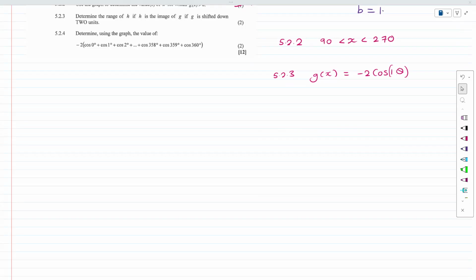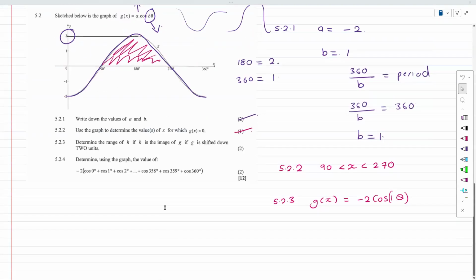It's just that the graph is shifted 2 units down. Now this should be quite simple. It should be really, really simple. They're not asking for the formula. But if they did ask for the formula, h of x would equal minus 2 cos of 1 theta, and 2 units down would be minus 2.